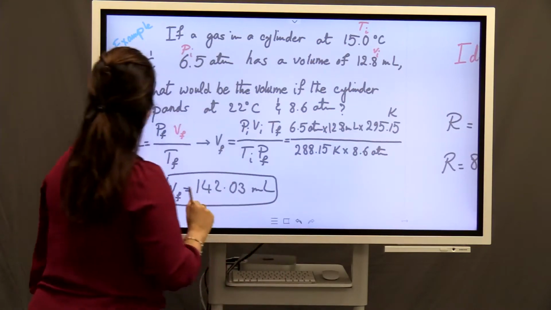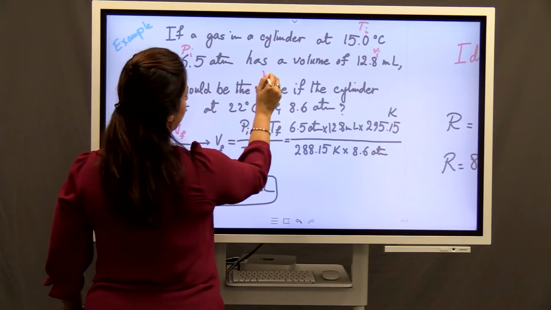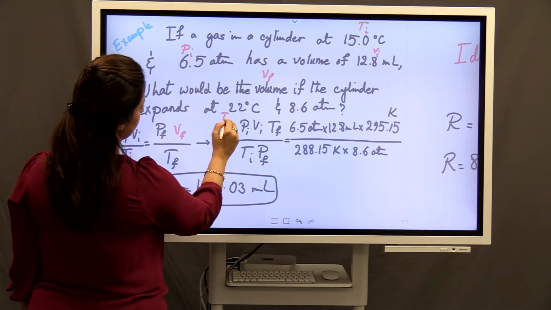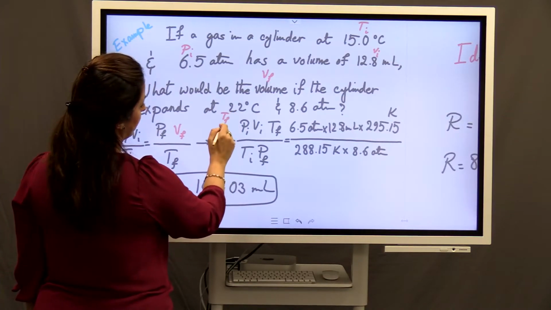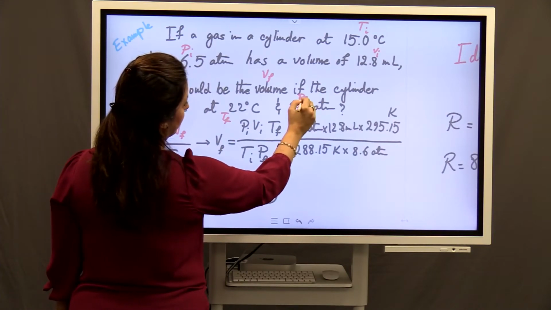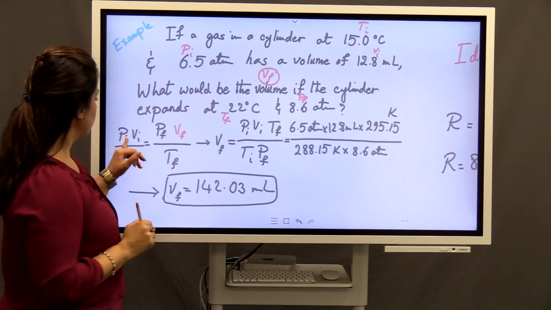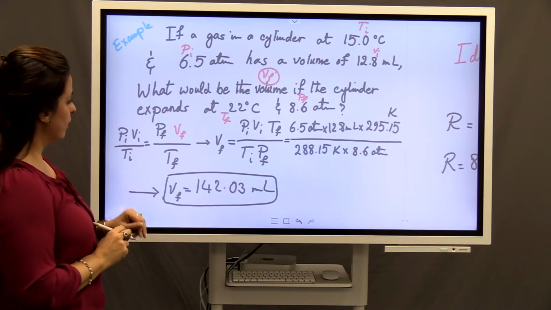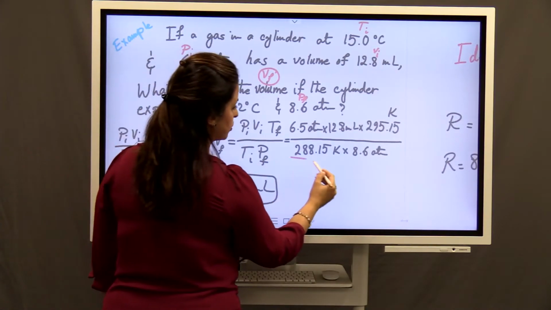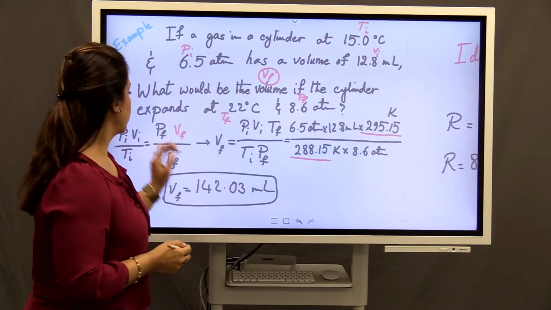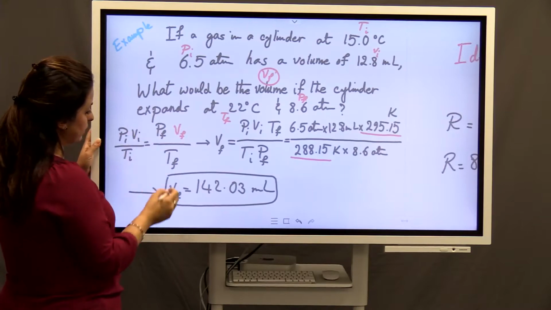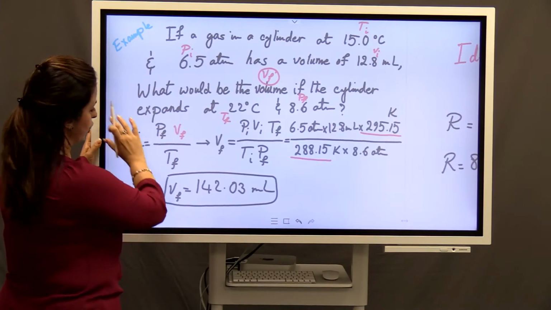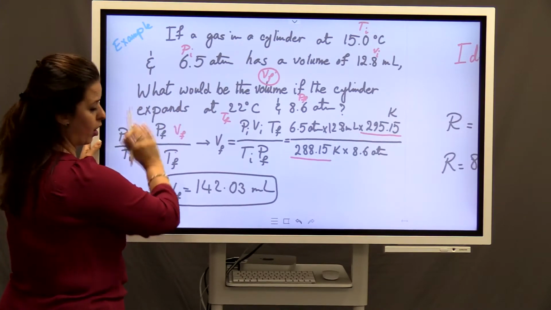It says initial. Okay. What would be the volume? So we are solving for Vf. If the cylinder expands at, this is T2, Tf, let's say, and this is Pf. And we are solving for Vf. So PiVi over Ti is equal to PfVf divided by Tf. The first thing you do is change these temperatures to Kelvin and then plug it in. Again, you are doing a cross multiplication, PiVi times Tf divided by Ti Pf. Known side divided by what comes on the unknown side.